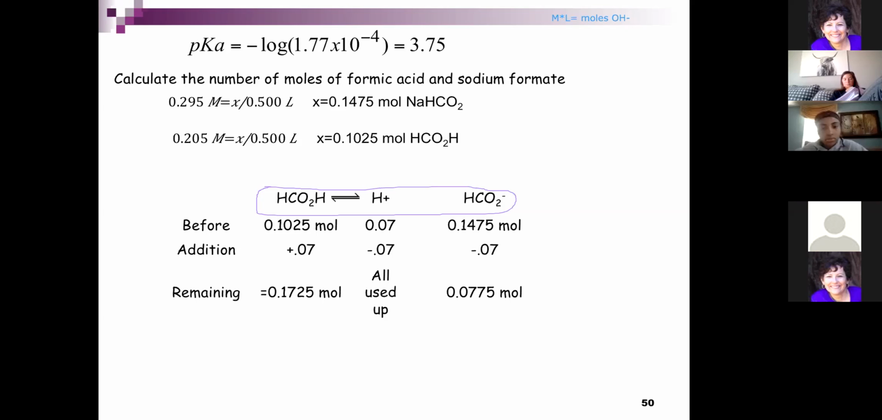Can you speak up a little bit? I don't really know. Is it because it comes off the HCl that's added? More than that, though.